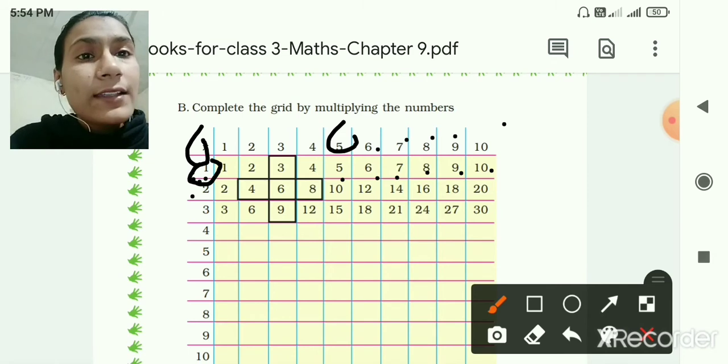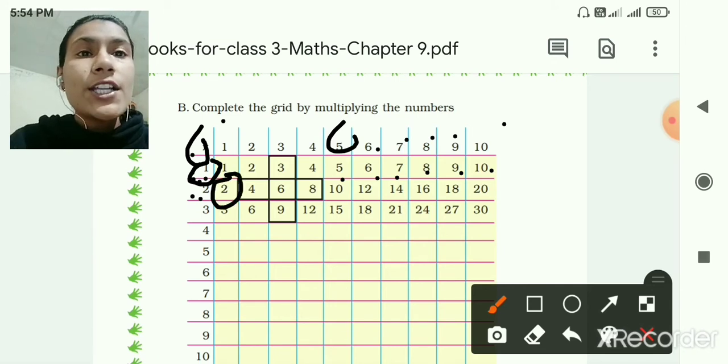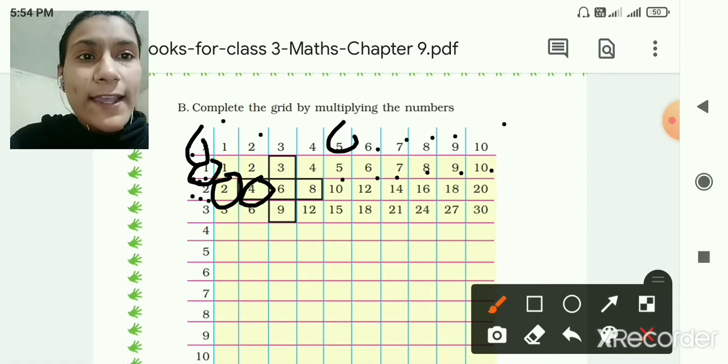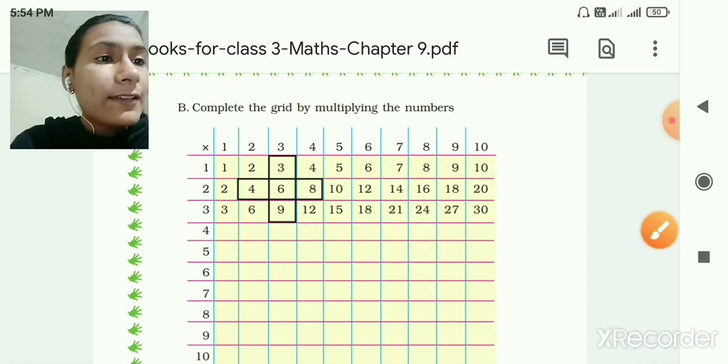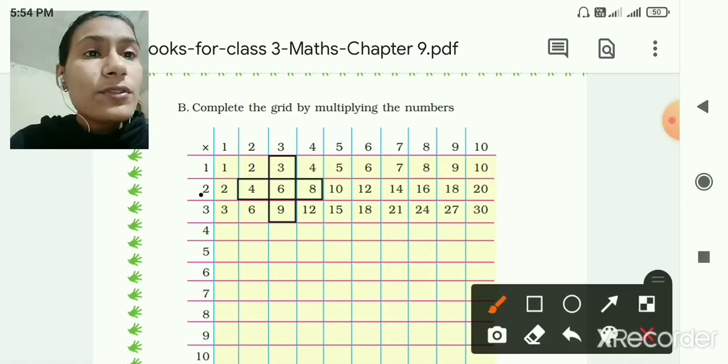So now 2. 2 multiplied by 1 is equal to 2, you can see here. Then 2 multiplied by 2 is equal to 4, 2 2's are 4, then 2 3's are 6, 2 4's are 8, 2 5's are 10. Then 2 6's are 12, 2 7's are 14, 2 8's are 16, 2 9's are 18, and 2 10's are 20.